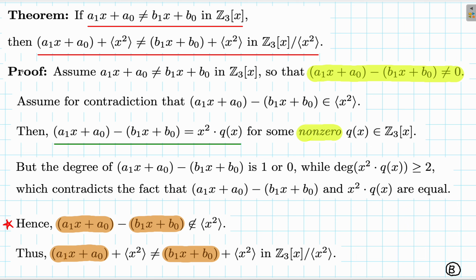And therefore, our assumption must have been false, namely this difference can't possibly be contained in bracket x squared, which is what we wanted to show in order to conclude that those two cosets are not equal to each other. And that's the end of our proof, and also the end of this lesson.